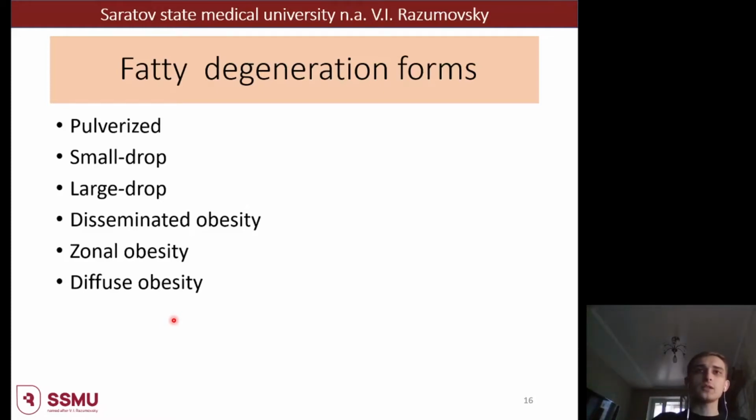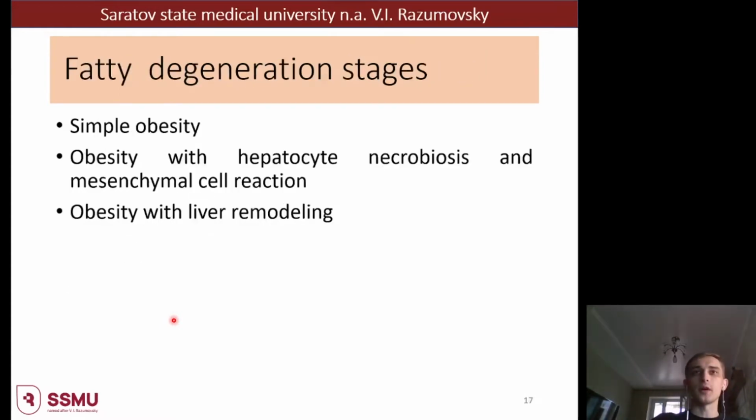They are pulverized, small droplet, large droplet, disseminated adiposity, zonal adiposity, and diffuse adiposity. All of these forms have different macroscopic and microscopic characteristics, and all of them are associated with different sizes of the pathological area. The stage of fatty degeneration includes simple adiposity, and in it we may see only accumulation of fats in the hepatocytes without any other pathological processes. So we can see only fatty degeneration without necrosis and without difficult problems in the liver.